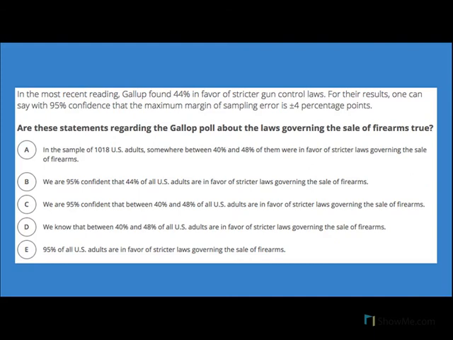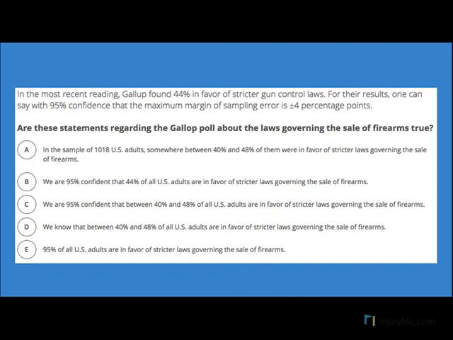So then another one, right? They found 44% in favor of stricter gun control laws. The margin of error, they say, is plus or minus 4%. And they want to know, are these statements about the laws true? So again, this one, really, they're just asking which ones are true. We could be looking for a correct interval interpretation, or we could be looking for a correct level interpretation. So we just have to read carefully, look through our answer choices, and see any major things that are not supposed to be included.